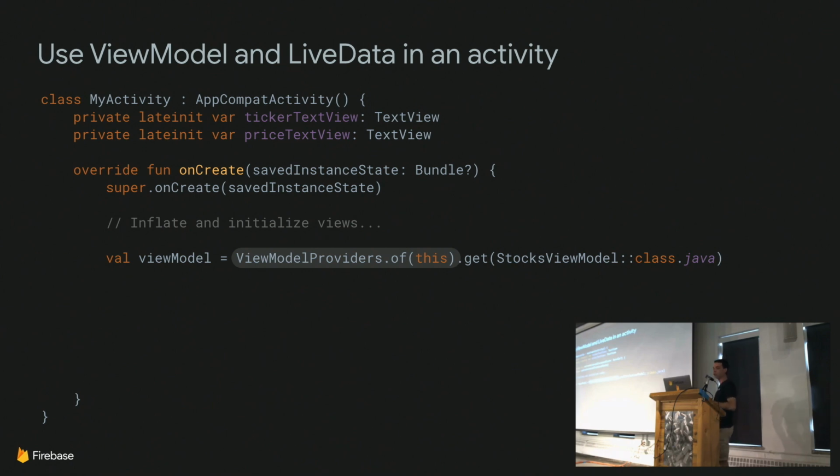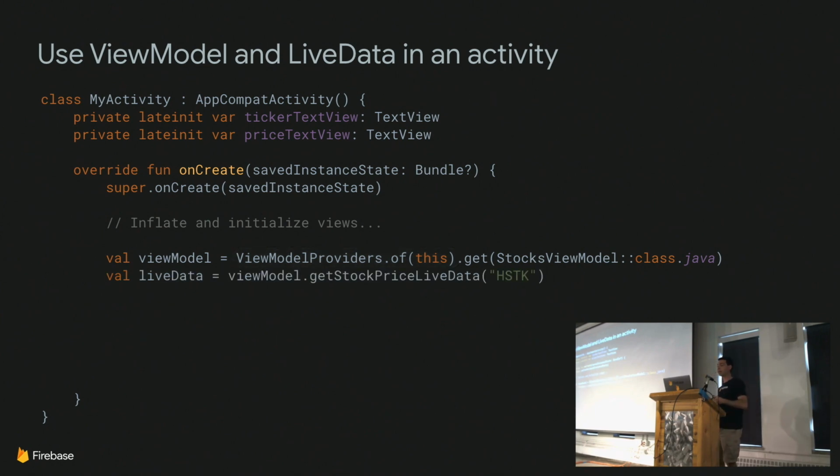So we're going to ask this view model providers class to give me an instance of view model for the current instance of this activity. And then what I actually do is just pass it the class of the view model that I want. It'll be responsible for newing it up and giving it to me and reusing it in future activity instances. So this is just one line of code that's doing a tremendous amount for me. All I have to do is say, hey, give me my view model. I just need it now.